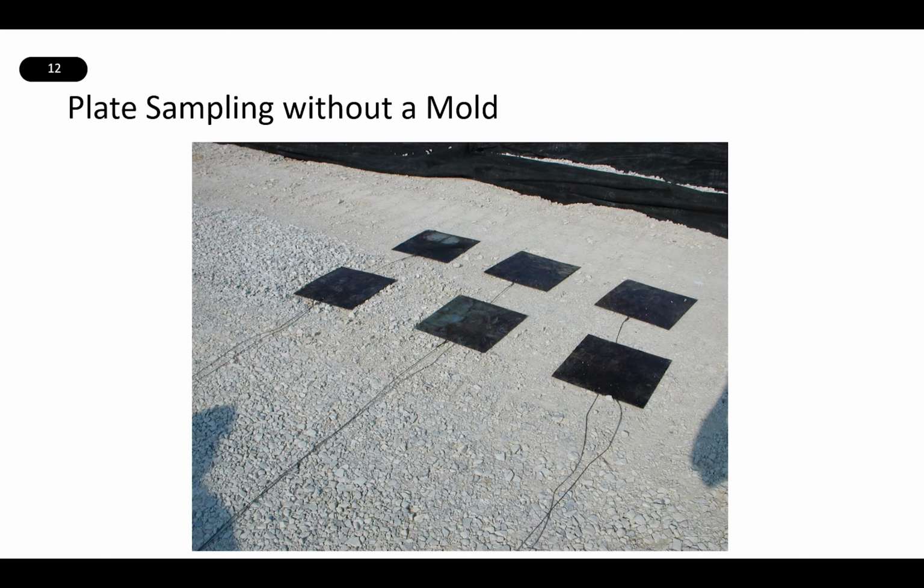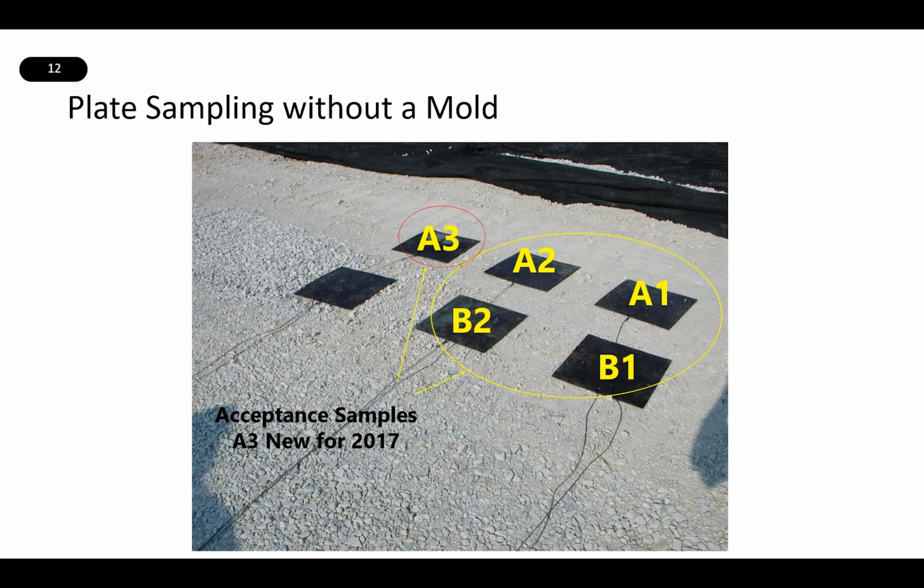Here's another layout of the plate samples. These are all the QA samples, and then this is the QC sample for the contractor to test. Usually they prefer to take 2 plate sample boxes to make sure they have enough material, so another sample is usually laid up station.